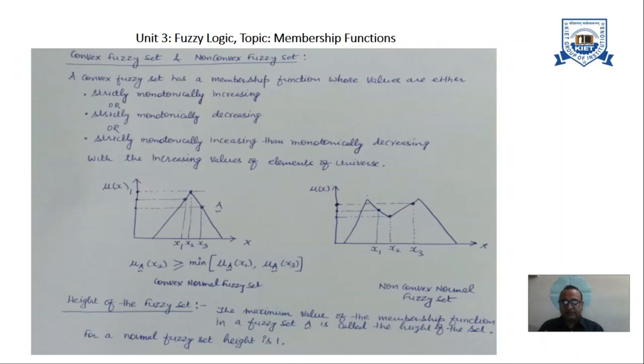And for the subnormal fuzzy set, we do not find any element in the fuzzy set which possesses a membership value equal to 1. So we are very sure that in that scenario the height of the fuzzy set will be the maximum membership value of any of the elements in the given fuzzy set. So certainly that value will be less than 1. That value will be known as the height of the fuzzy set.